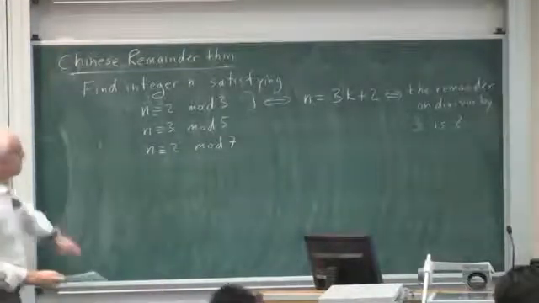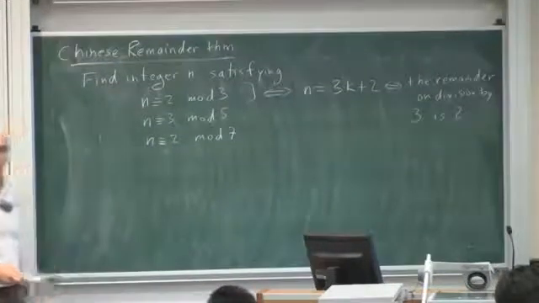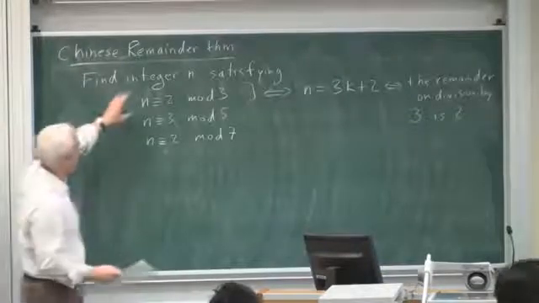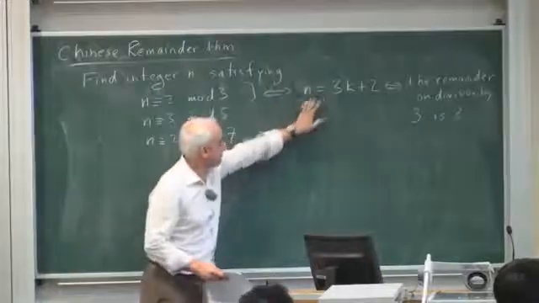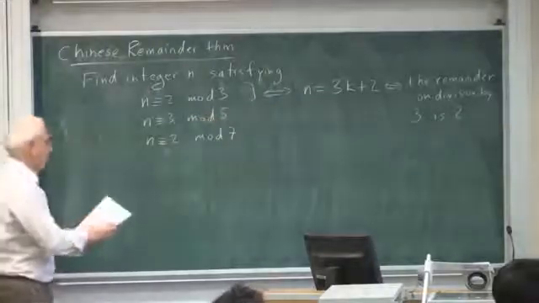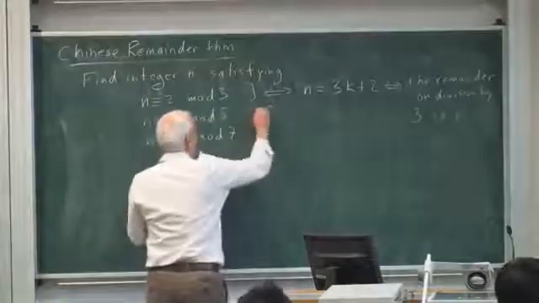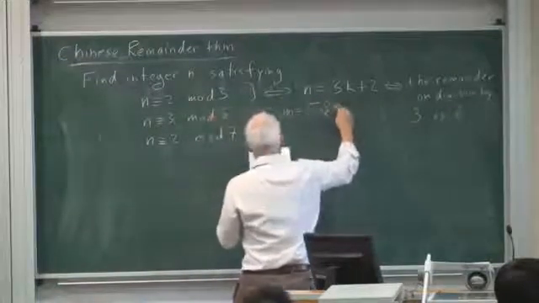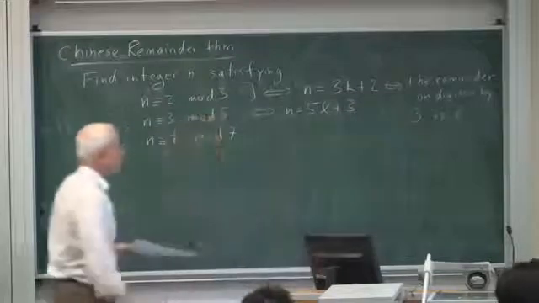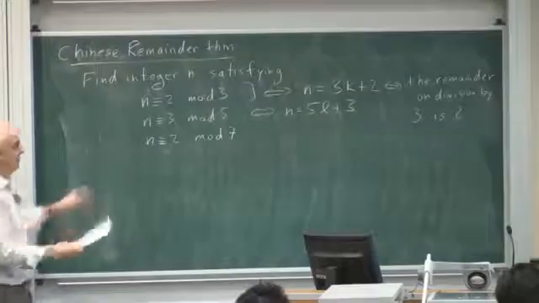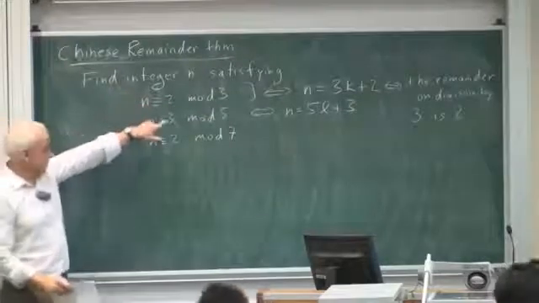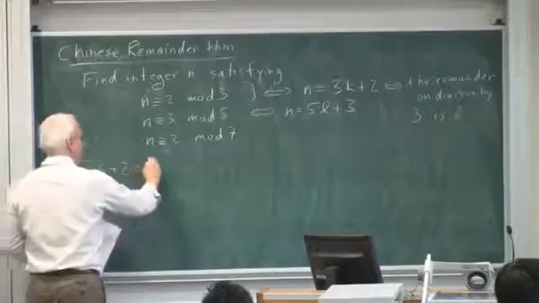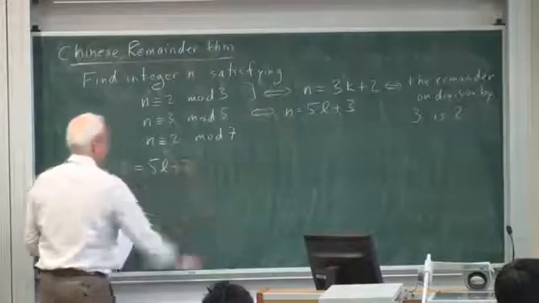Okay, so how could we solve this? The numbers are not too big, so we can probably solve it just with trial and error. So let's see if we can do that. We've already said that this first equation really amounts to this condition, n equals 3k plus 2. And the second equation amounts to the condition that n is equal to 5, some other number, say L, plus 3. So just to satisfy these two equations, we need to make sure these things are equal to each other. So 3k plus 2 equals 5L plus 3.